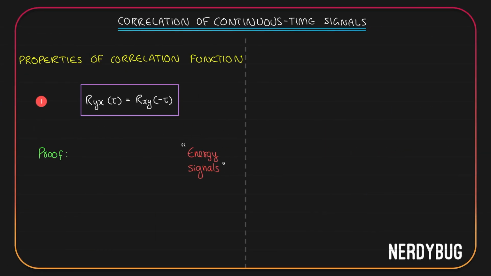Let us now learn some properties of correlation function. The first property is that r yx of tau will be r xy of minus tau. Let's prove it for energy signals first.